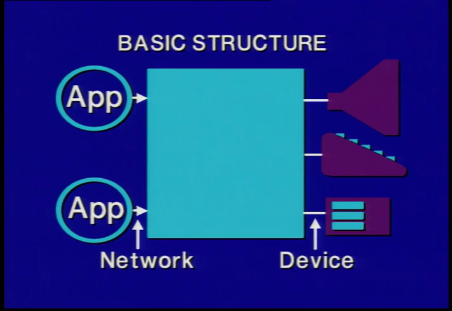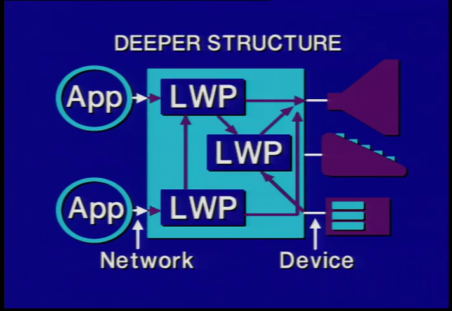On the other side, there are devices which communicate with the Windows system as normal Unix devices. And these are typically things like the display and the keyboard and the mouse, although other devices like trackballs can easily be added. But when you look a little bit closer at the NeWS Windows system, there's a structure inside the box in the middle.